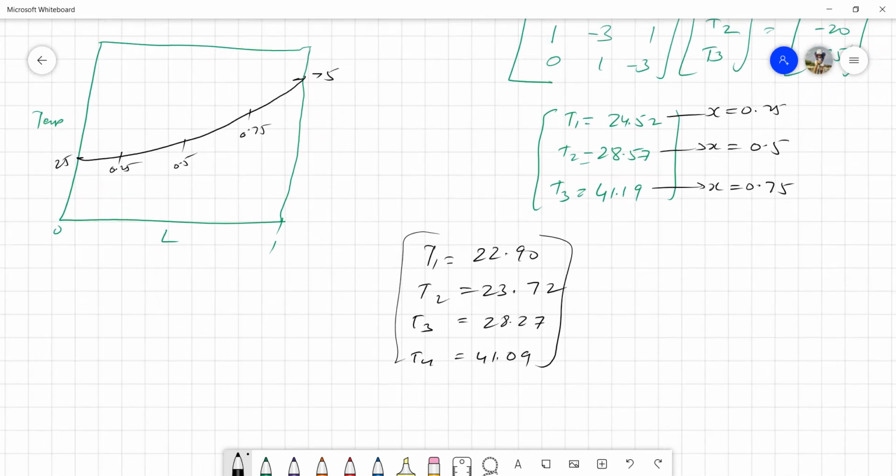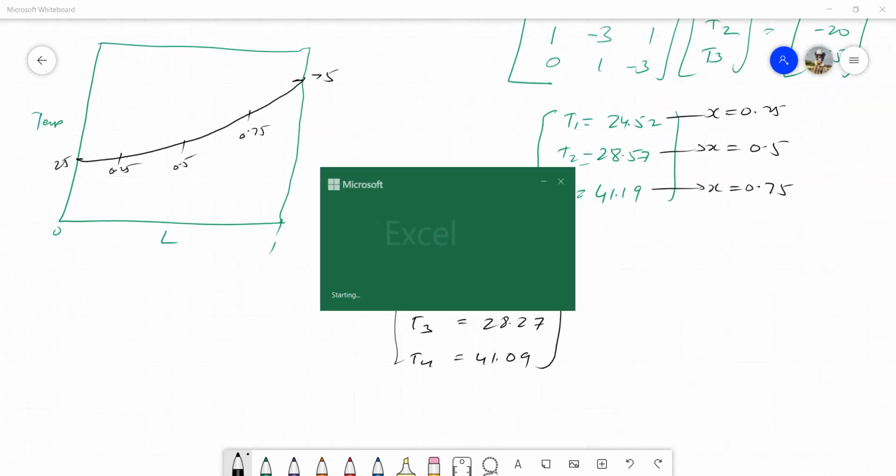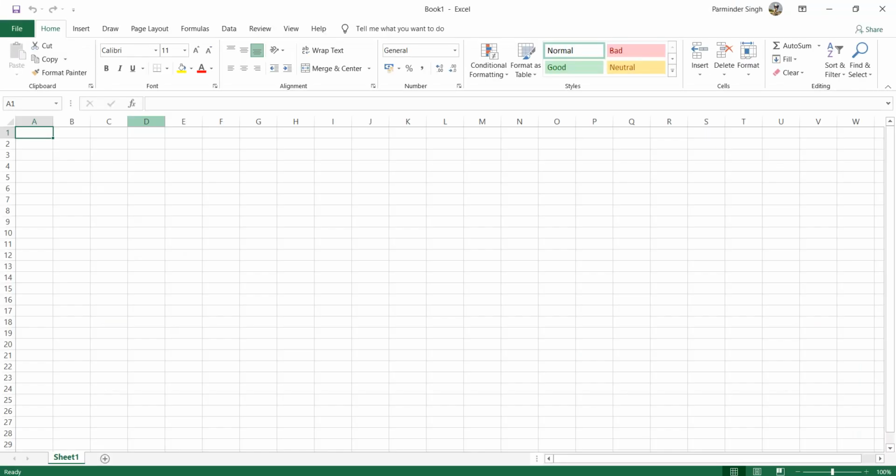Let's see how it looks in Excel. So we open up the Excel file. Now we put x and the temperature reading. First for the three variables, x was 0, 0.25, 0.5, 0.75 and 1. Correspondingly, we'll put the temperature readings: T0 was 25, then 24.52, 28.57, 41.19 and 75.